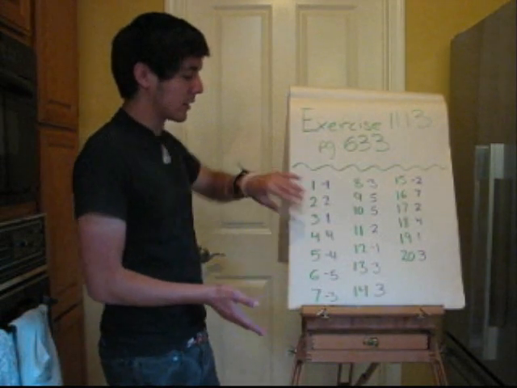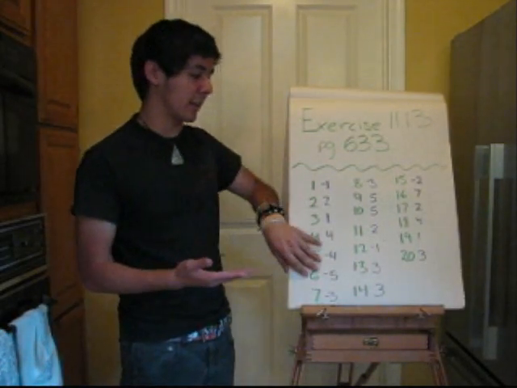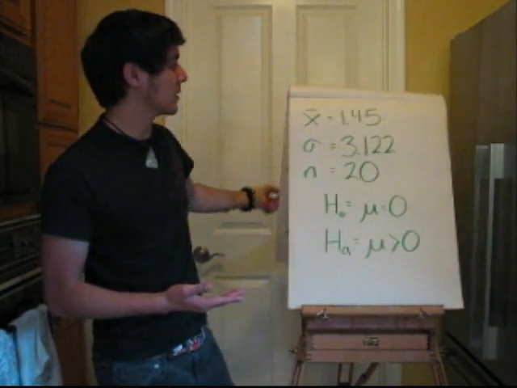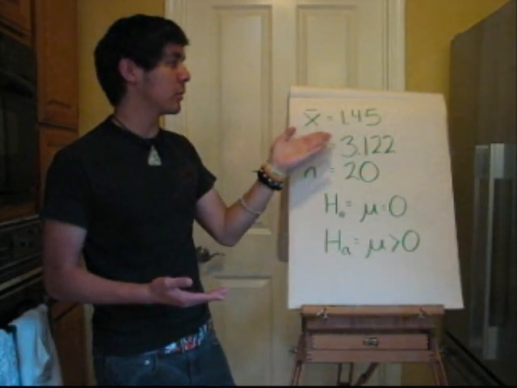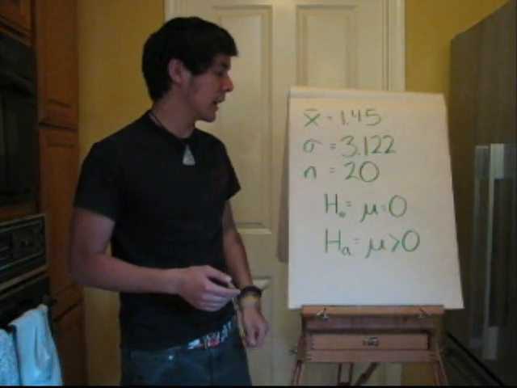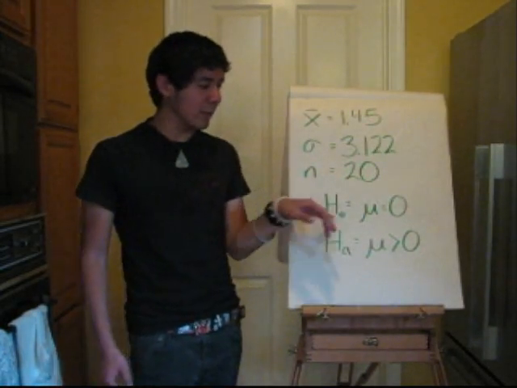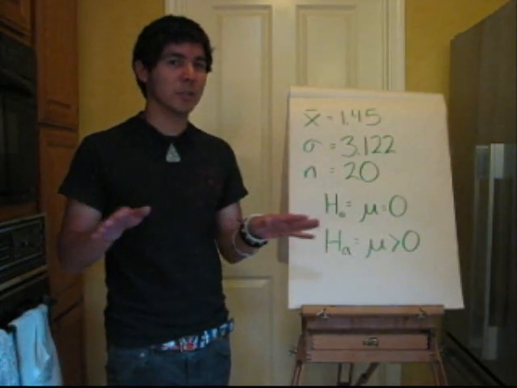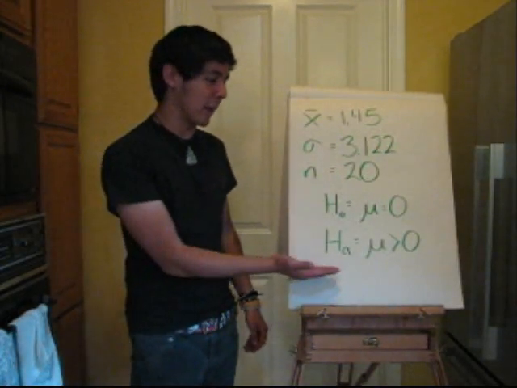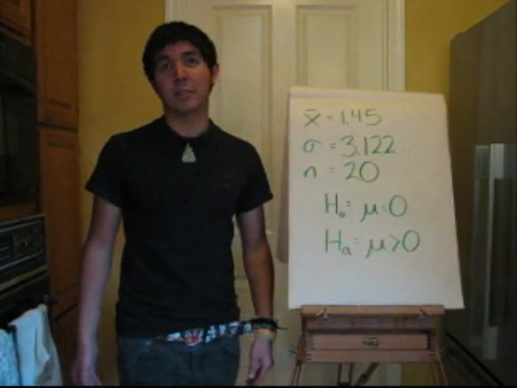So now what we have here is all the differences of the post-test and pre-test. We put that into the calculator, and from this data we get that the sample mean is 1.45, standard deviation is 3.122, and our n, the sample size, is 20. Now, our null hypothesis states that there is no change whatsoever, with mu equaling 0. Now, our alternative hypothesis states that there is a change, with mu greater than 0.